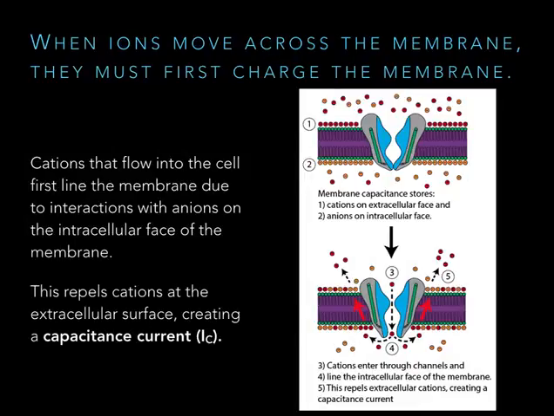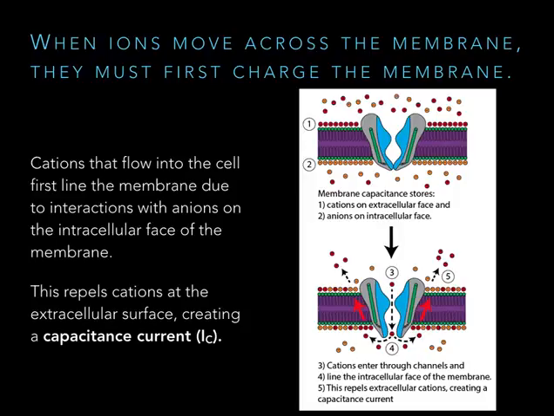Whenever an ion moves across the membrane, the first thing it has to do is charge the membrane. When positive charge comes in, it's going to first interact with those negative charges. It's not going to actually flow into the cell per se. It's first going to line the membrane. As it does that, it's going to displace some of those negative charges that were lining the inside, and it's going to displace some of those positive charges that were on the outside, because the positive will repel the positive charges there. And that's going to create what we call a capacitance current.